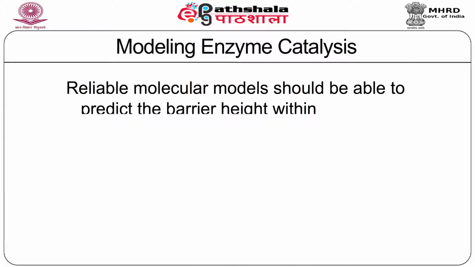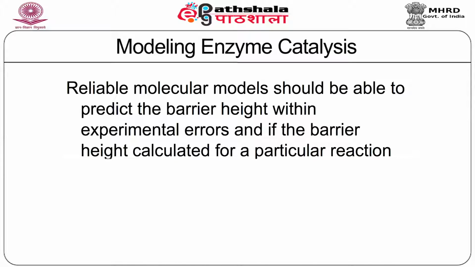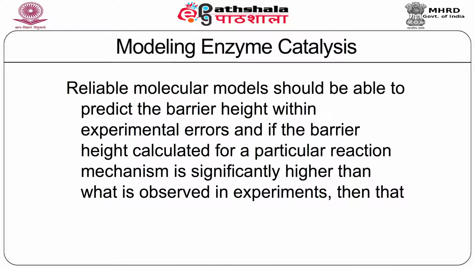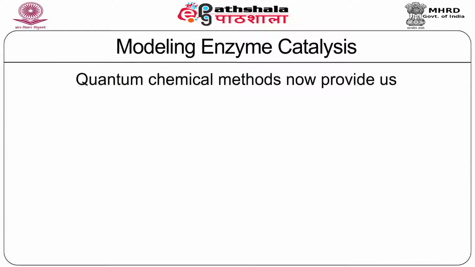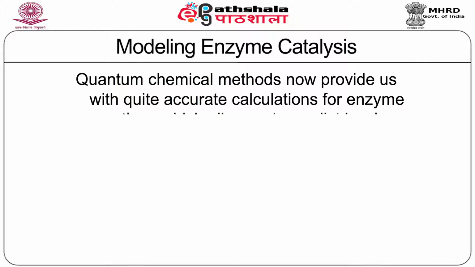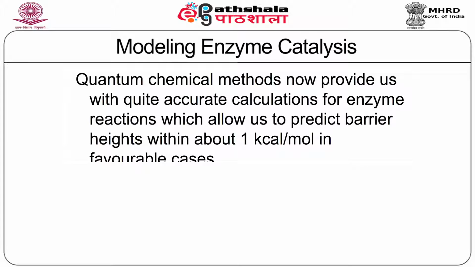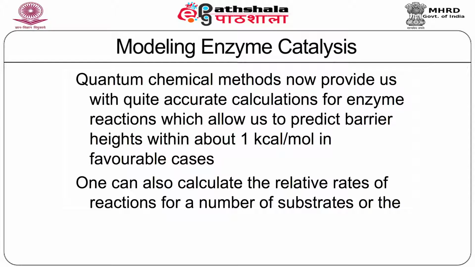Reliable molecular models should be able to predict the barrier height within experimental errors, and if the barrier height calculated for a particular reaction mechanism is significantly higher than what is observed in experiments, then that mechanism is unlikely to be the correct one for that particular case. Quantum chemical methods now provide us with quite accurate calculations for enzyme reactions, which allow us to predict barrier heights within about 1 kilocalorie per mole in favorable cases.